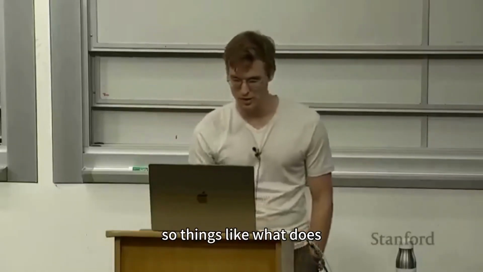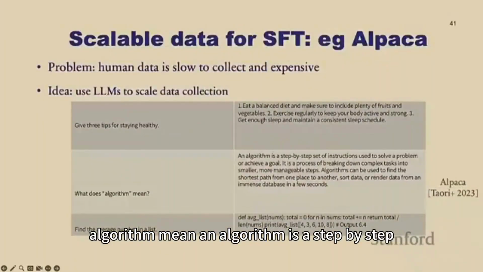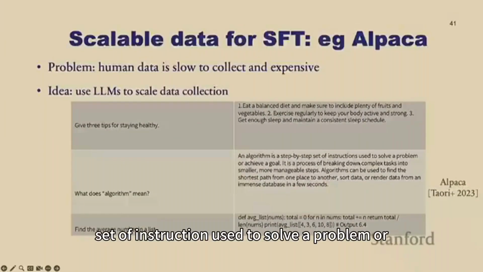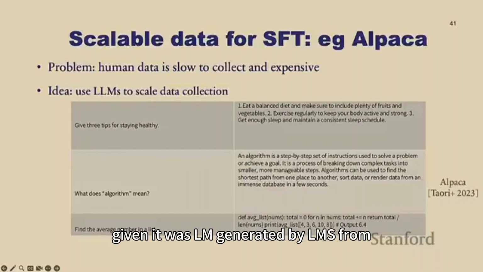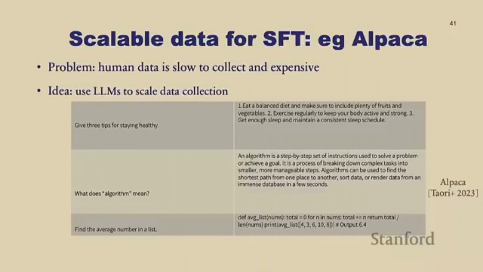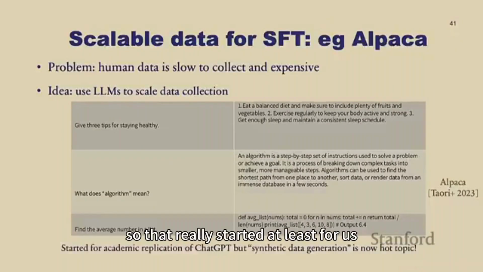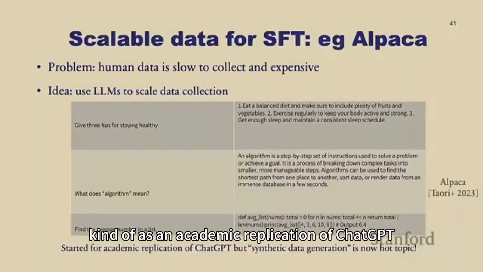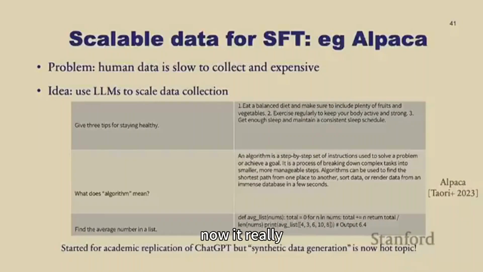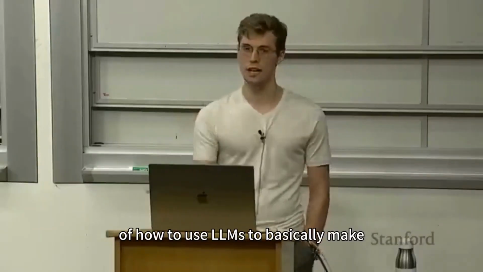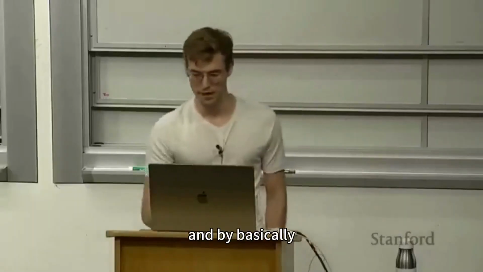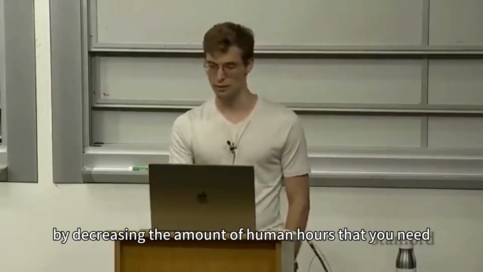So things like, what does algorithm mean? An algorithm is a step-by-step set of instructions used to solve a problem or achieve a goal, blah, blah, blah. So the data is actually pretty good, given that it was generated by LLMs from essentially 2 generations ago. So that really started, at least for us, as an academic replication of ChatGPT. Now there's a big field of synthetic data generation, of how to use LLMs to make development of LLMs faster, by decreasing the amount of human hours that you need.